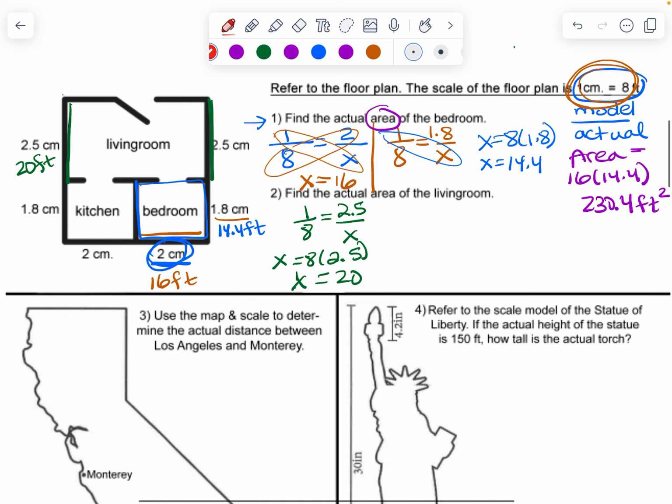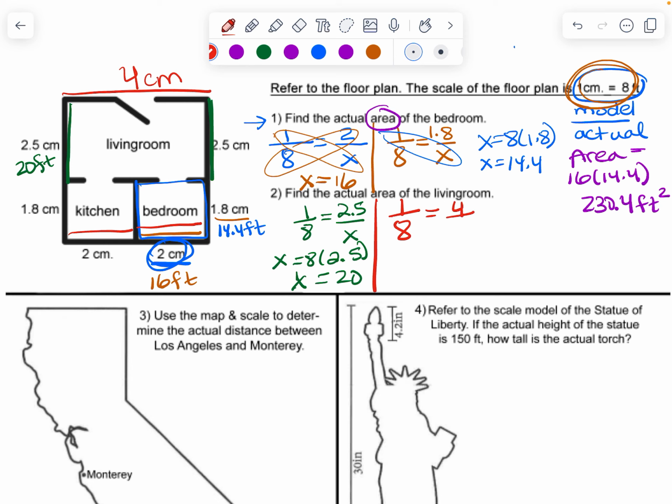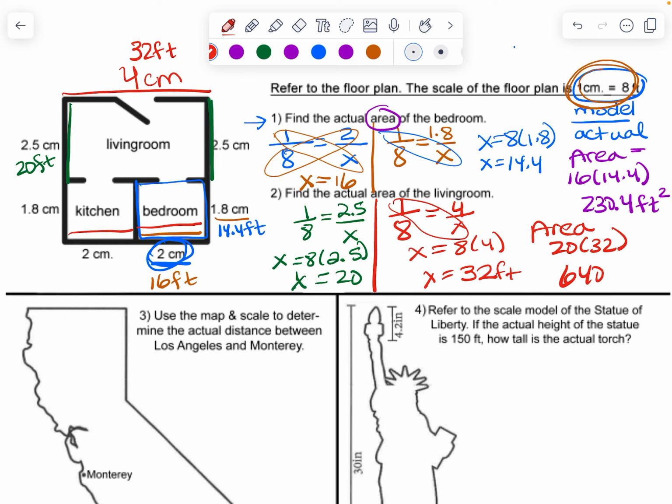Now we want to go across this way, which would be 2 plus 2. So 4 centimeters across. So we're going to do our scale 1 to 8, model over actual. On our model, it's 4. We want to know the actual. We're going to do cross products, x times 1 and 8 times 4, to find that the actual length of that living room is 32 feet right here. So if we want to find the area, we're going to do the length times the width, which is 640 feet squared.